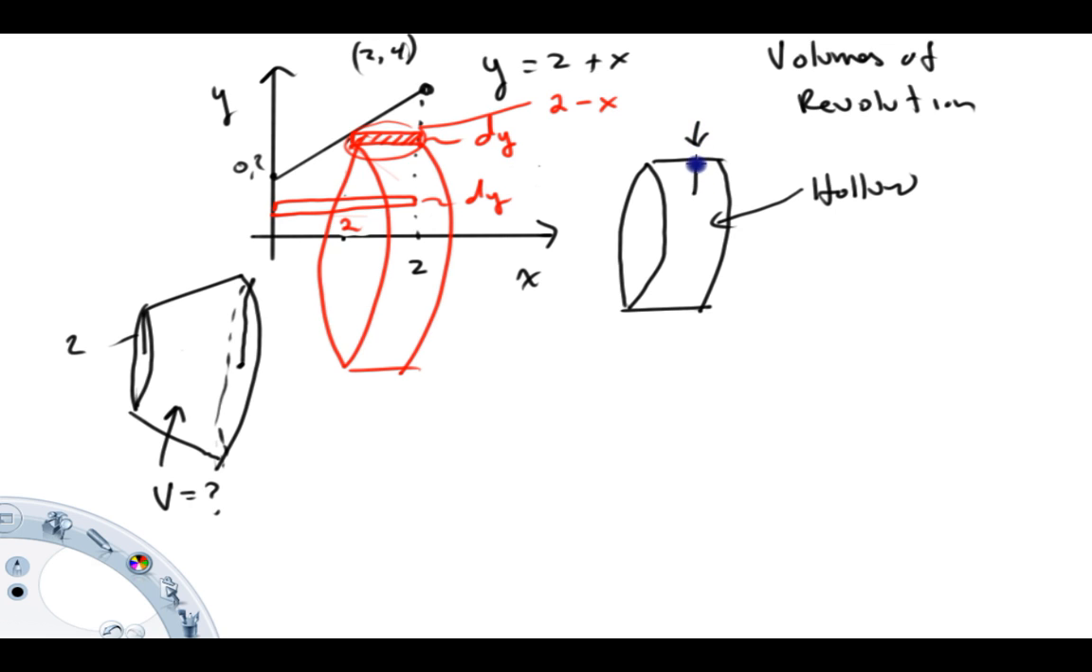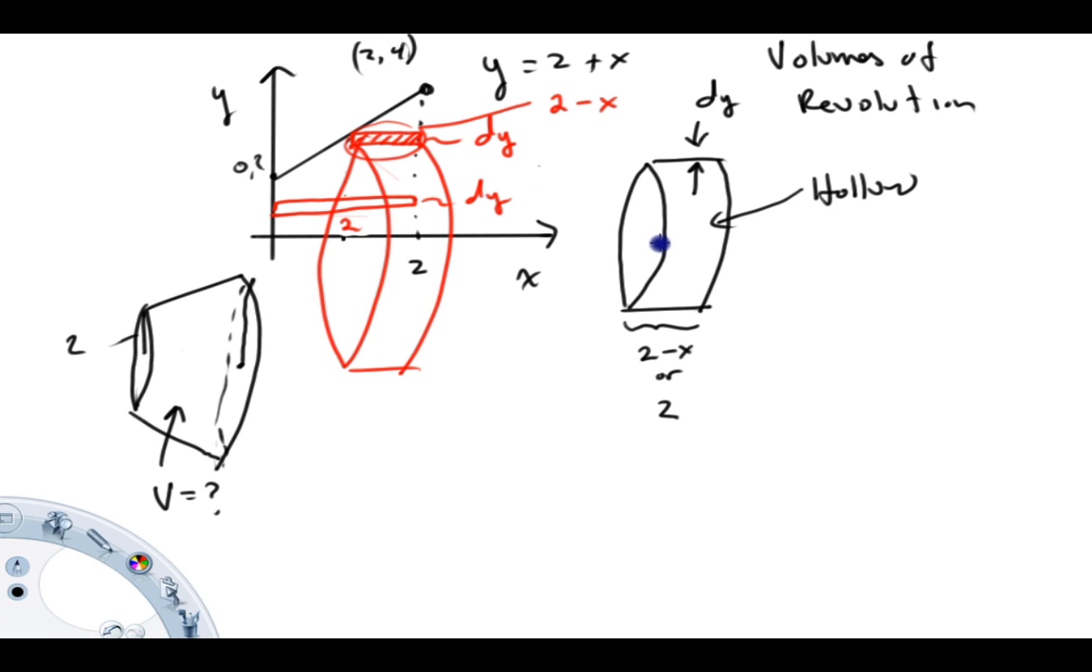This dimension right there, like the thickness of that side, is the width of this rectangle. That's dy. This dimension right here is going to depend on which rectangle we're talking about. If we're talking about this guy, it's 2 minus x. If we're talking about this rectangle, it's 2, constant. Now I'm going to talk about how to set up the volume equation for this, and then I'll talk about how to set the integral up.